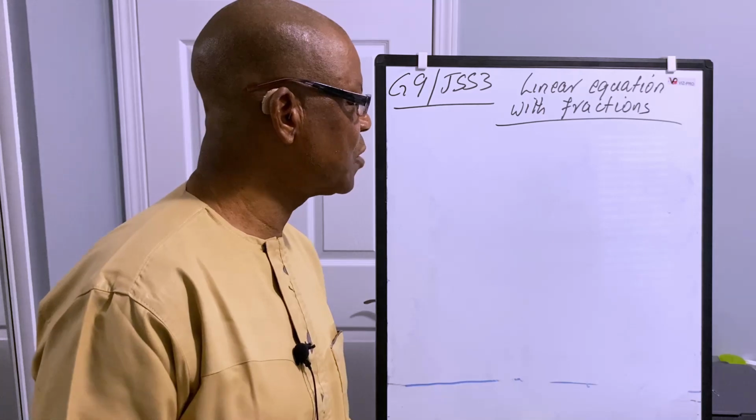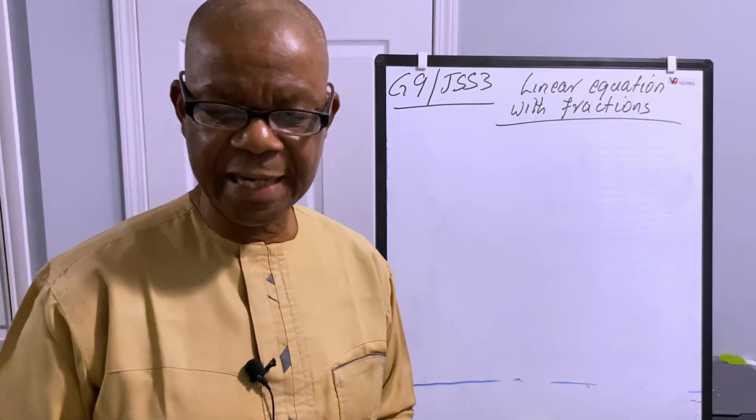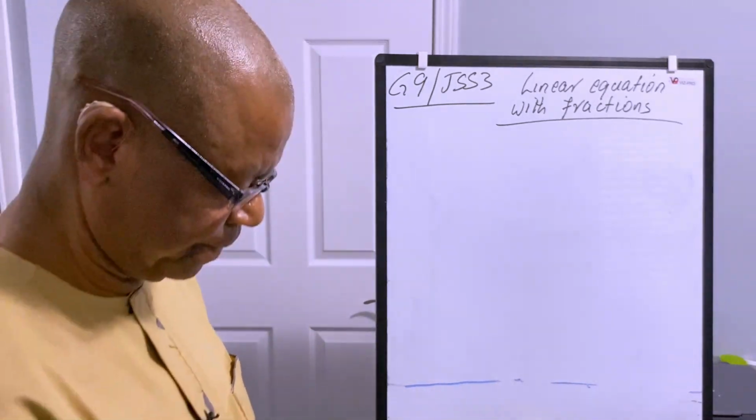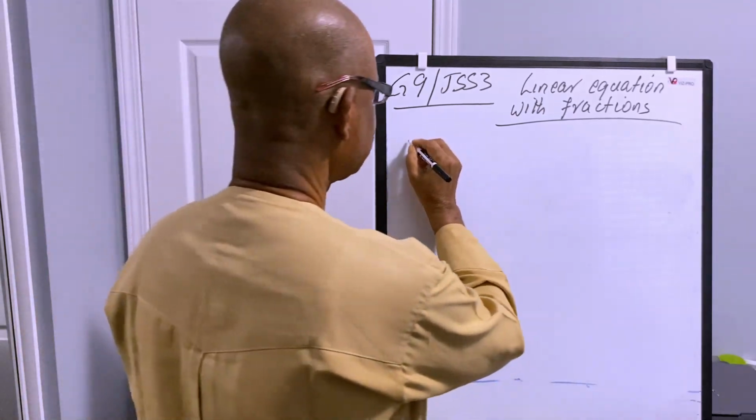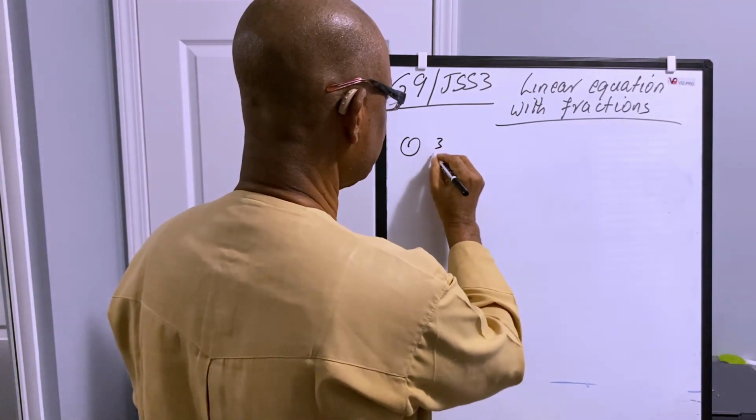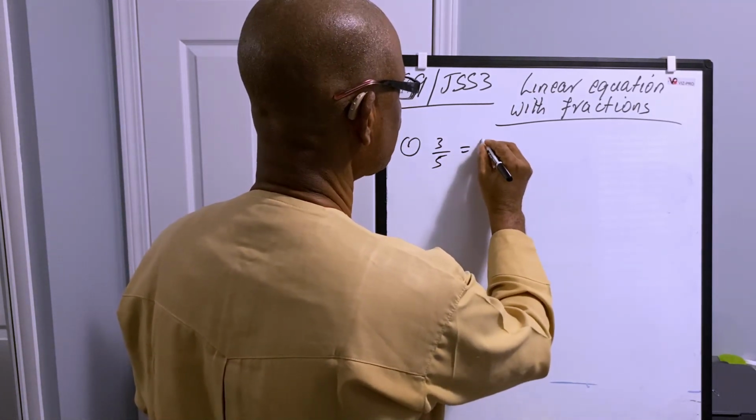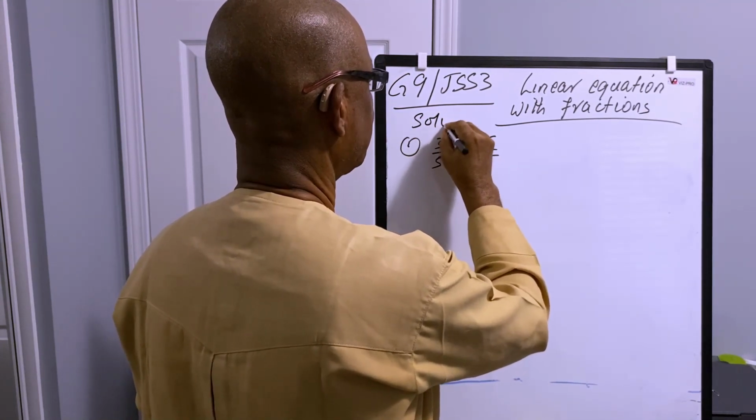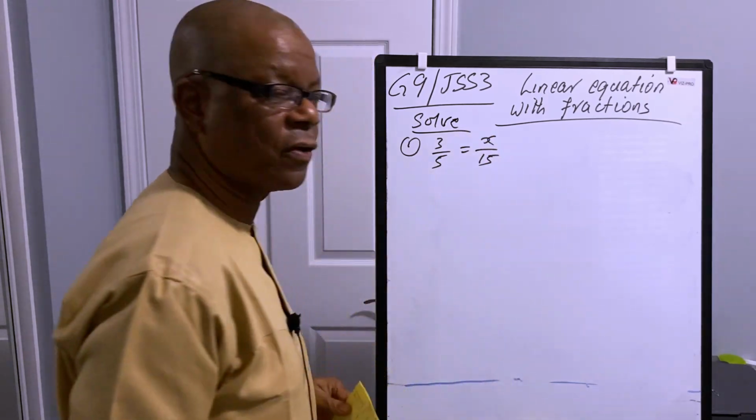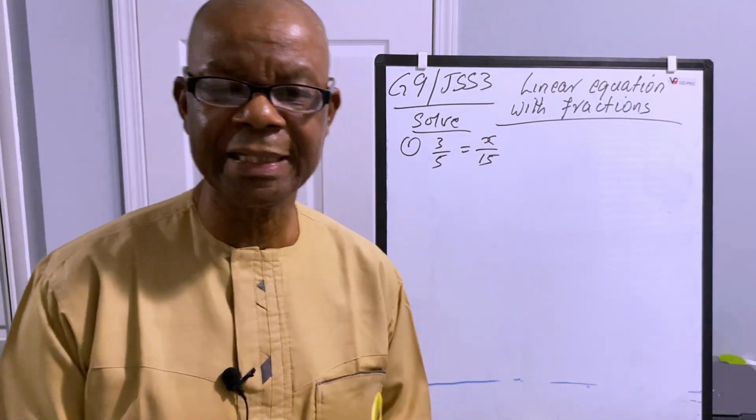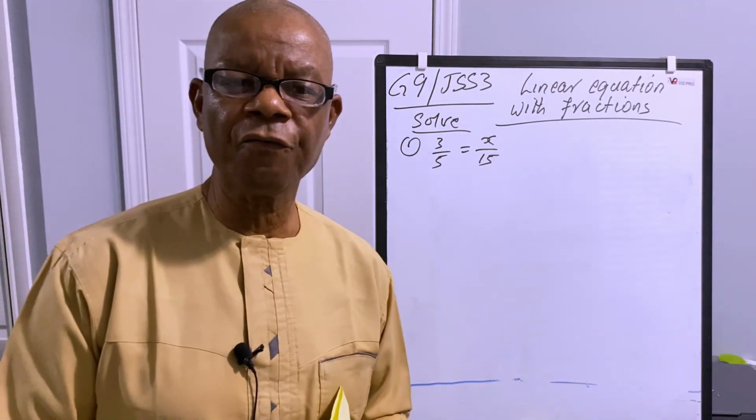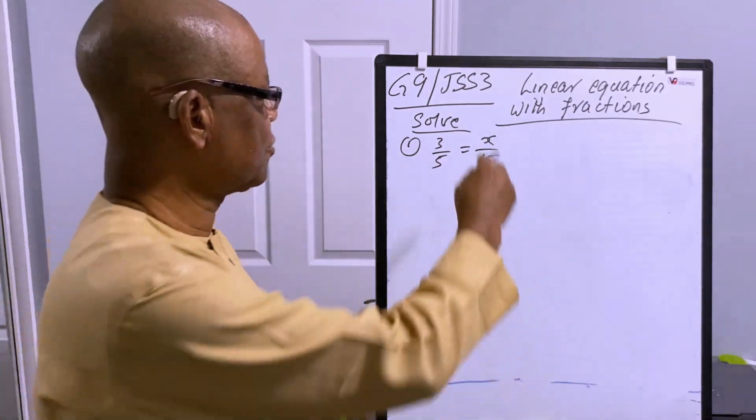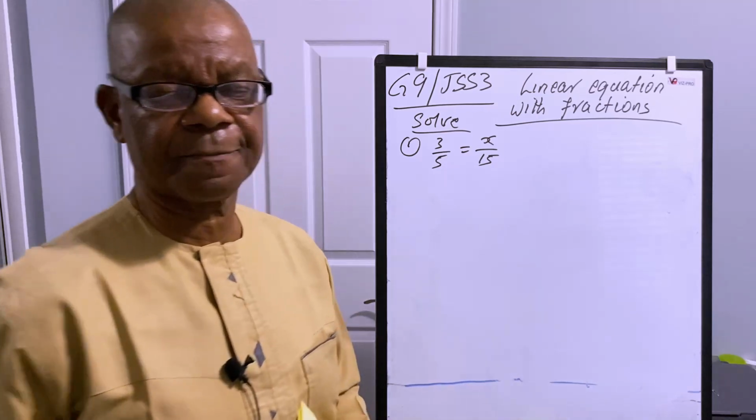We are discussing linear equation with fraction. We are going to go into examples that involve linear equation with fraction. Let's say example 1. You have 3 over 5 and you are told that this is equal to x over 15. You are asked to solve. And when you are asked to solve, it means find the value of the unknown in that question. Find the value of that unknown, that variable. In this instance, the variable is x. So this question is saying that we should find the value of x.